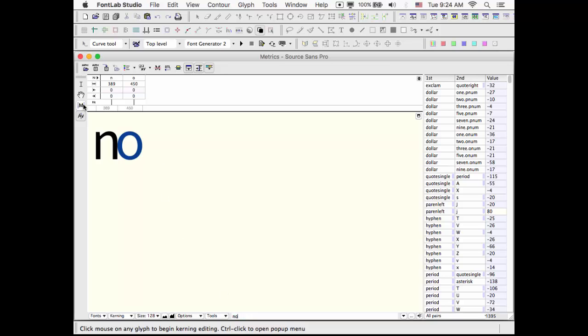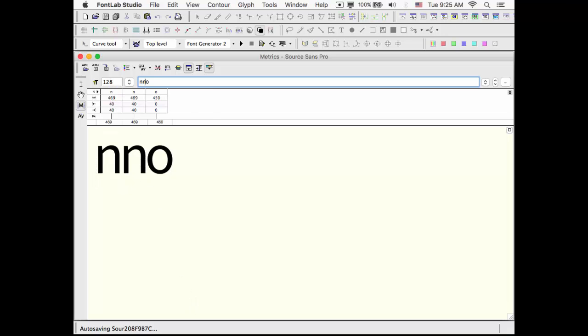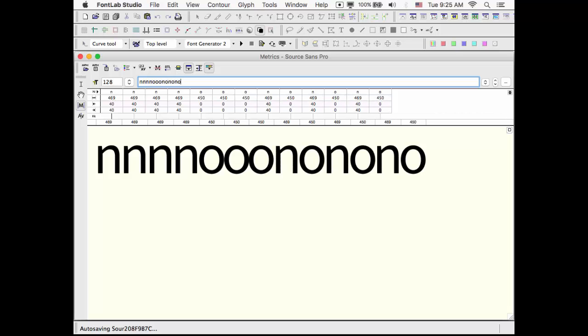Let us look at a metrics window here and start doing some spacing. So I'm just going to space this font right now, very quickly, a little crudely, live, and we'll go from there. And let's get a couple of N's and a few O's and a few NO combos. NO is the classic thing.